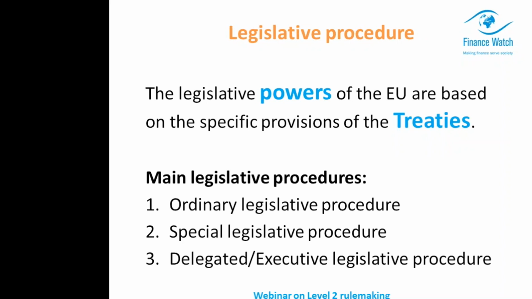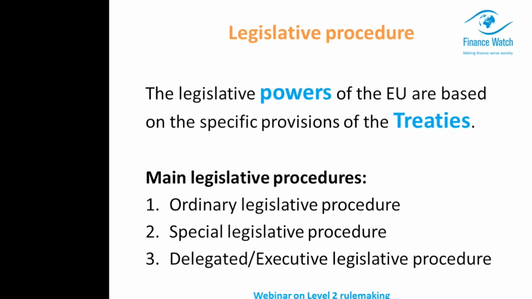So here is a little more about the legislative procedures. The legislative powers are in the treaties. The treaty provision tells us the legal base that prescribes what type of legislative procedure is to be used. We can say that we have three main legislative procedures. One is the ordinary legislative procedure, which is the main legislative procedure of the European Union. More than 80% of all legislation is currently undertaken by this procedure.